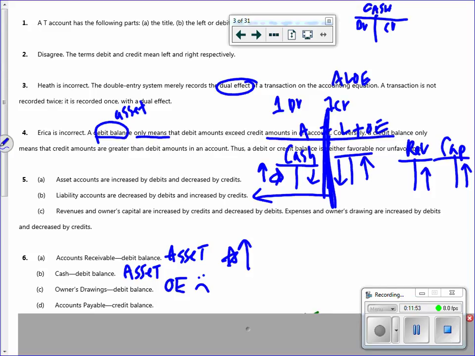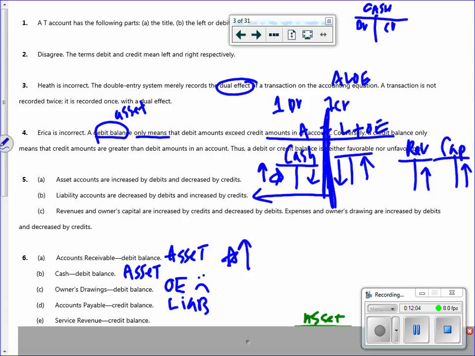Accounts payable is a liability on the right side of the big T with a credit balance. Service revenue is an owner's equity account that does follow the correct rules. It's on the right side of the big T. Right in accounting means credit.